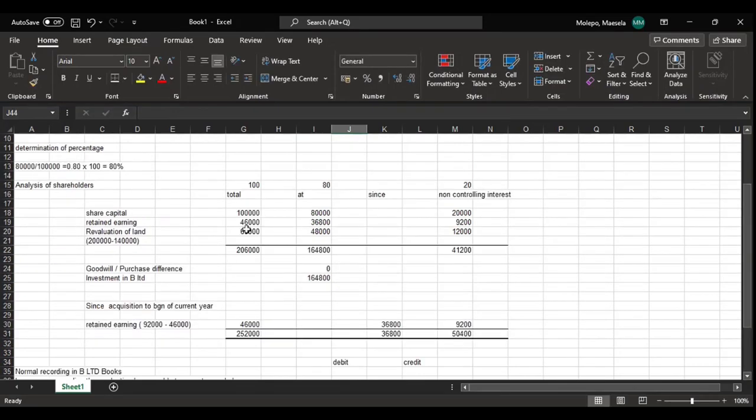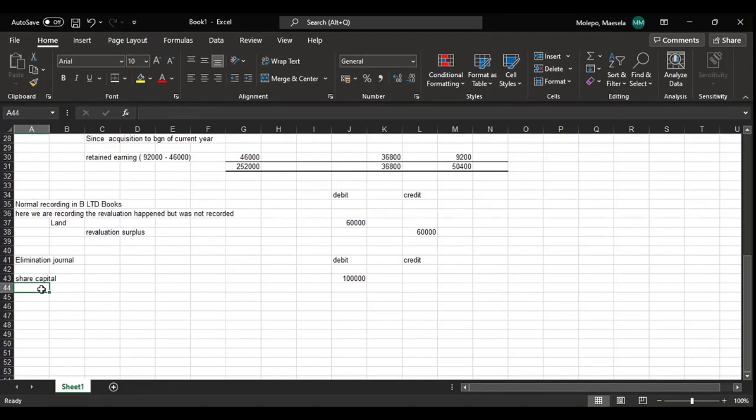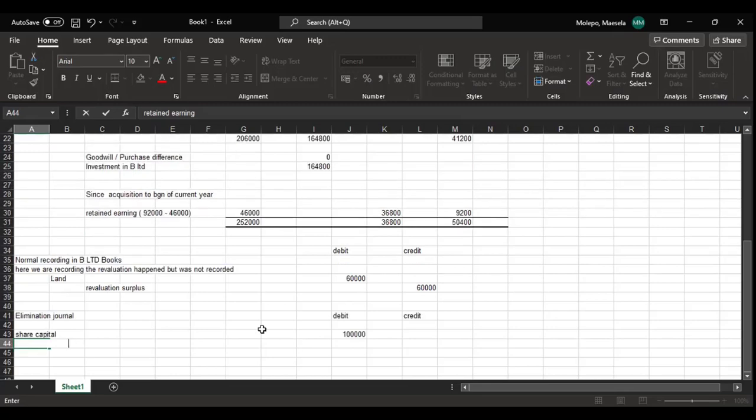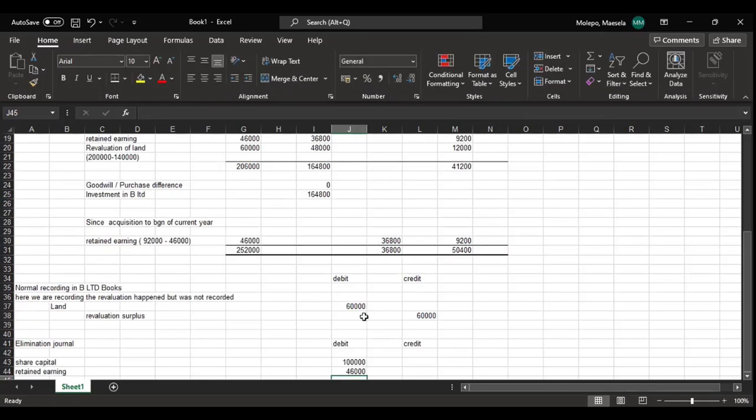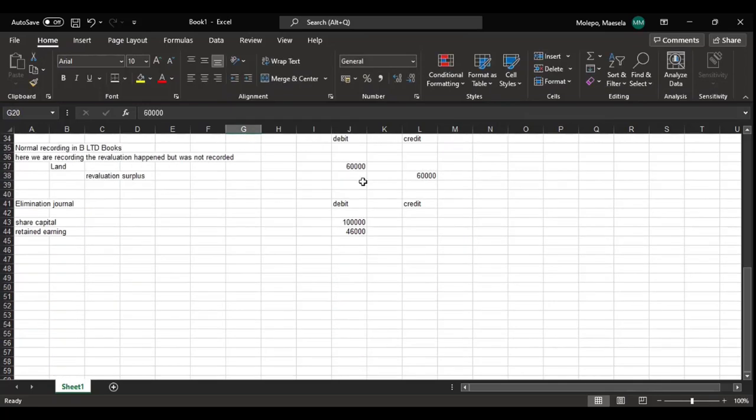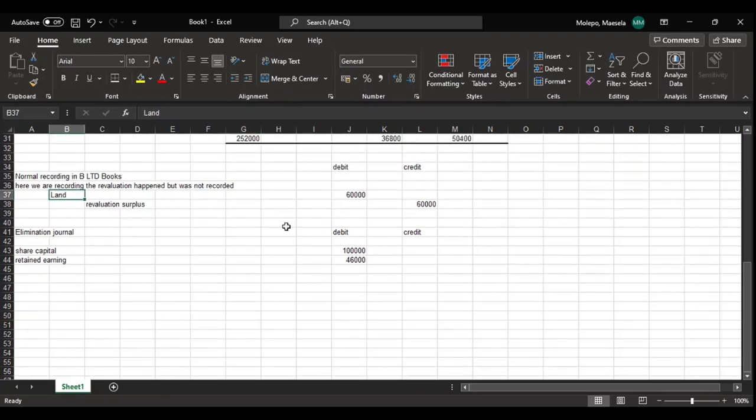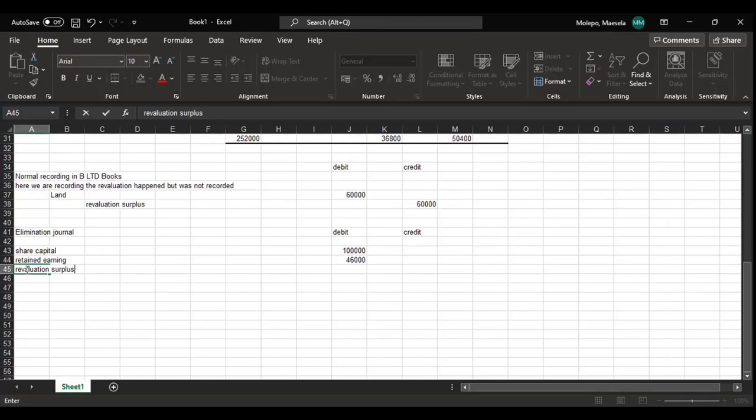Then we eliminate that retained earnings, of how much? 46. Then we have to eliminate again the revaluation that happened, which is this revaluation that we recorded, because now it was land increasing on the debit. Now we have to do the reversal. So you see our revaluation surplus was on the credit. Now, since you are reversing it, it's going to be on the debit. The revaluation surplus, 60,000.